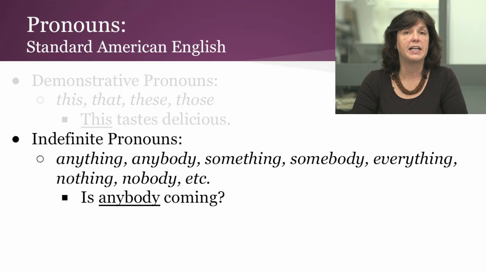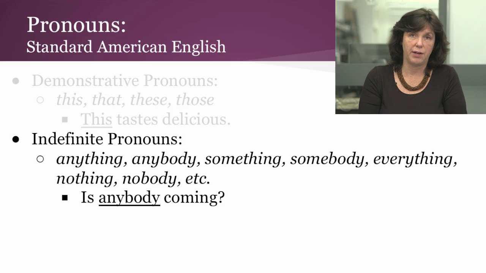There are also indefinite pronouns, which don't refer to any specific person, thing, or amount. Thus, they are vague and indefinite. Some typical indefinite pronouns are anything, anybody, something, somebody, everything, nothing, nobody, and so on. An example of their use is, anybody coming?